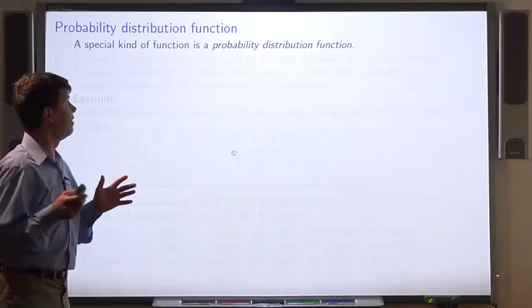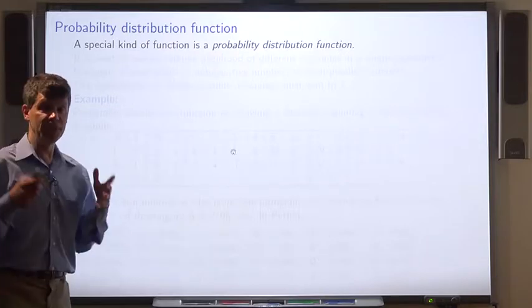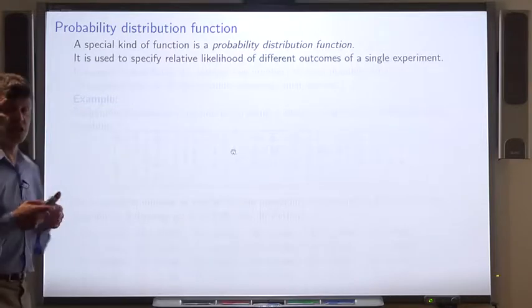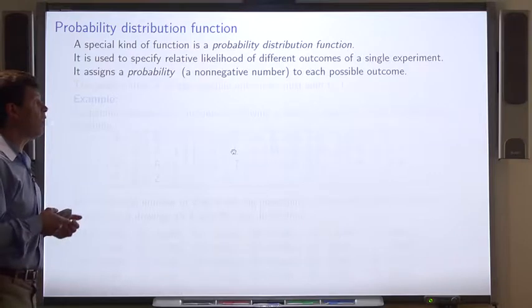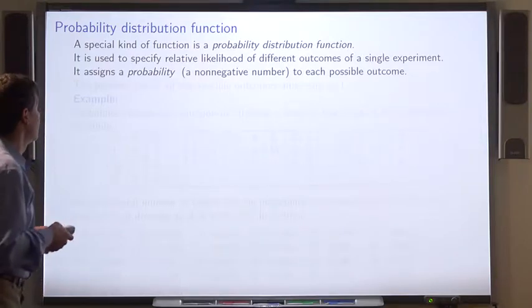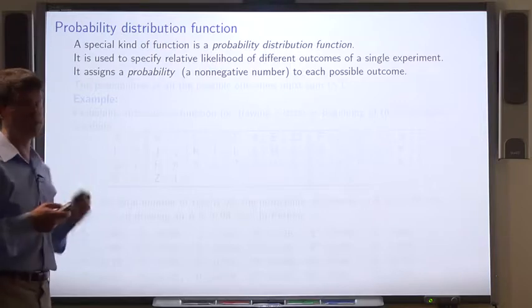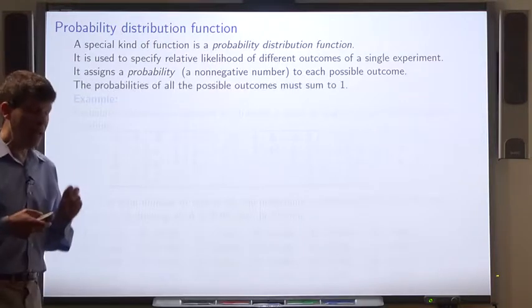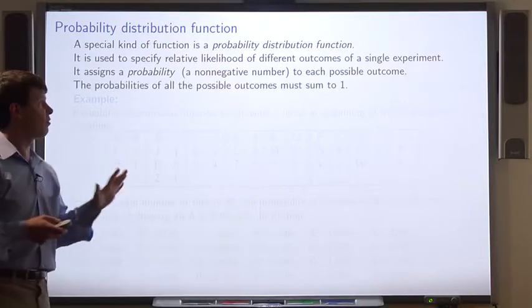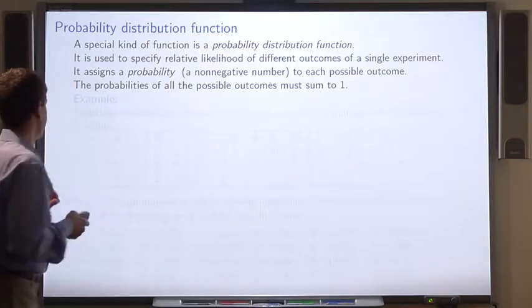Now, a special kind of function is a probability distribution function. It's used to specify the relative likelihood of different outcomes of a single experiment. It assigns a probability, which is a non-negative number, to each possible outcome, and the probabilities of all the possible outcomes must sum to 1.